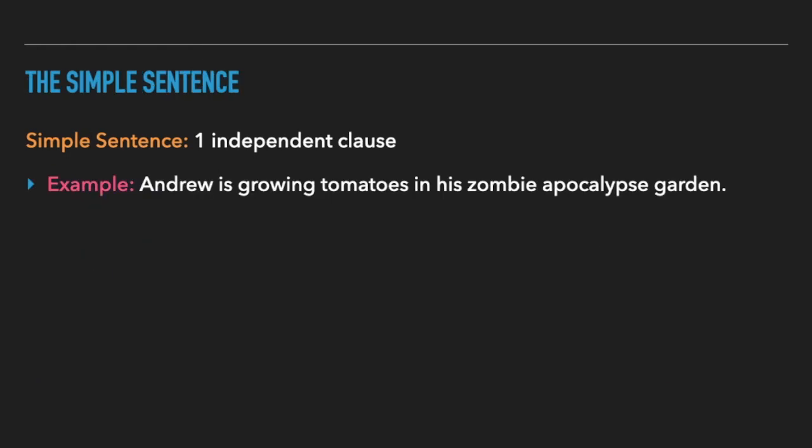Here's an example of a simple sentence. So a simple sentence, again, contains 1 independent clause. So Andrew is growing tomatoes in his zombie apocalypse garden. So the subject is me, Andrew, and the verb phrase is growing. So that is our predicate, and then tomatoes are the object. They're what I'm growing. And then in his zombie apocalypse garden, that's just the preposition, so that has no effect on the quality of the sentence. So that's a simple sentence, subject, verb, object.